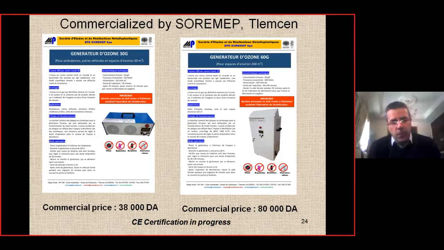The prices are shown here. The 30G is about 200 euros, and the 60G is about 400 euros. These models were sent a month ago to Europe to get certification to export them to Europe. These devices are really very easy and can be built in an African country. I can help any young person or student who wants to start up with this activity.